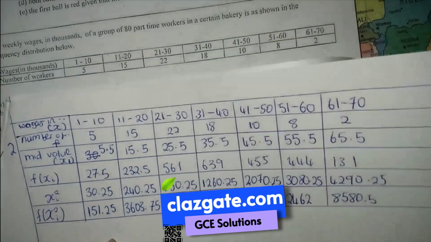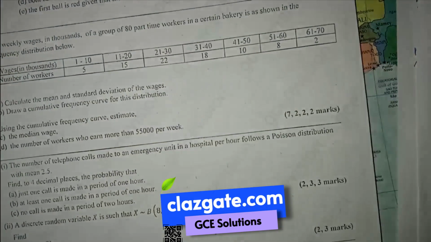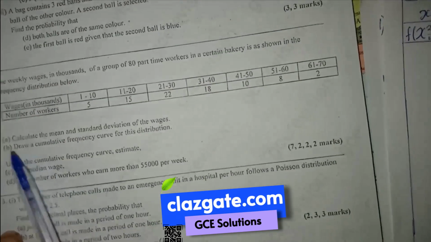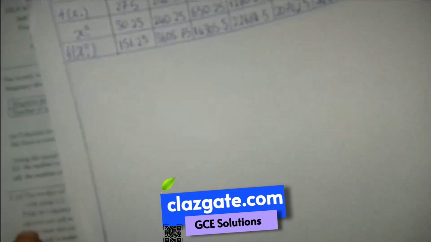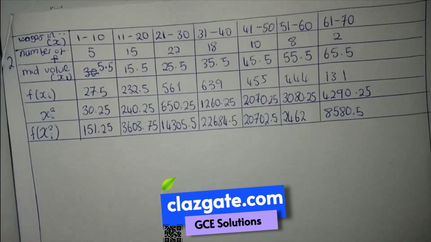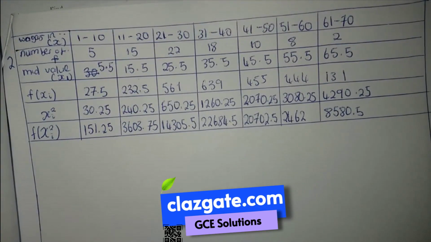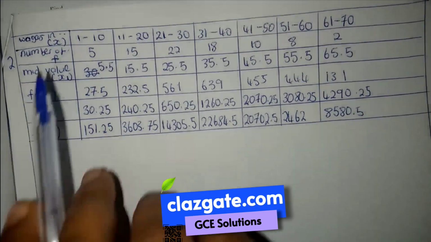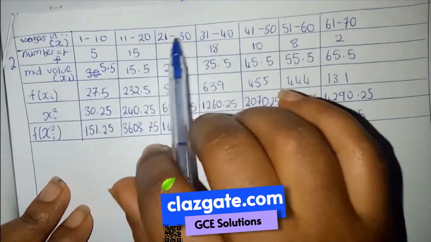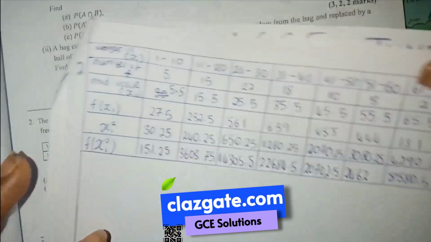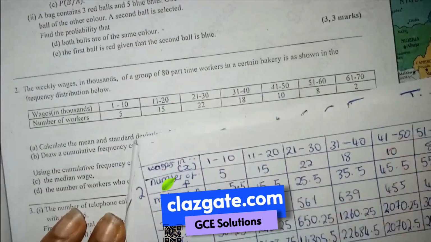Then what did they tell us? They told us to calculate the mean and standard deviation of the wages. Now let me explain what I've done. When this question comes up, it's always in question 2. When this question comes up, you draw this table. The first two columns are the same as in the question.